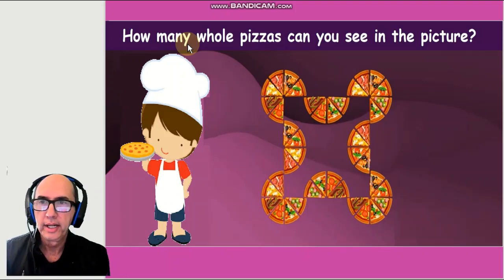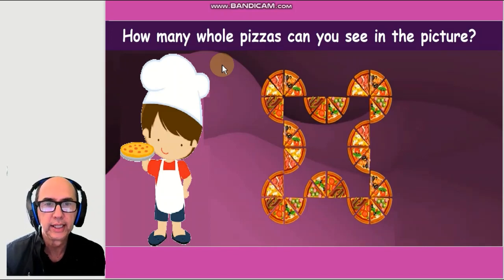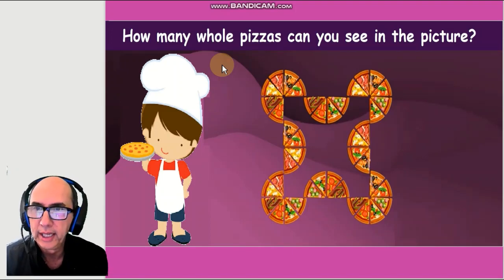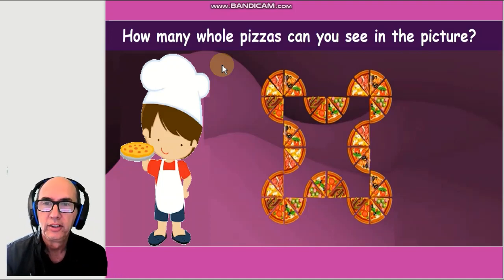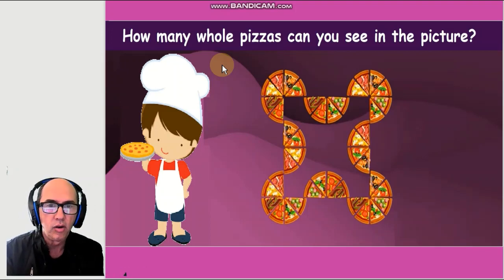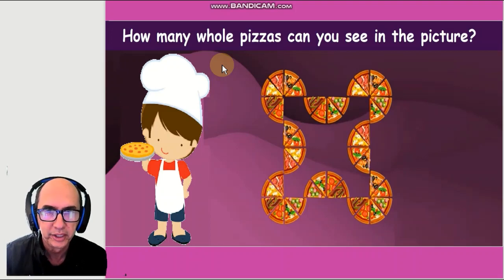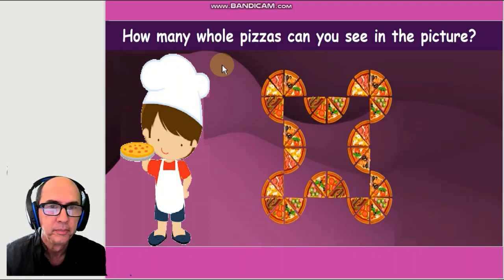Welcome to our intermediate algebra class, and the challenge is very nice today because we are talking about pizzas, one of my favorite subjects. How many whole pizzas can you see in this picture? Look at the picture, and it's kind of hard to find out because the slices are all arranged in a weird way. Can you find out how many whole pizzas? Not how many slices, how many whole pizzas can you see in the picture?